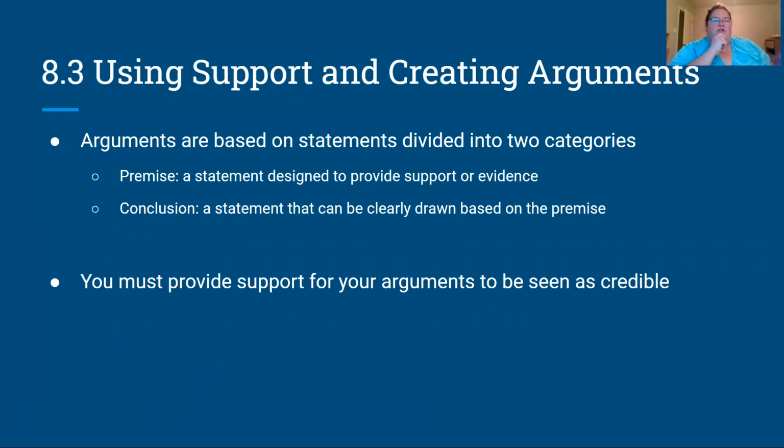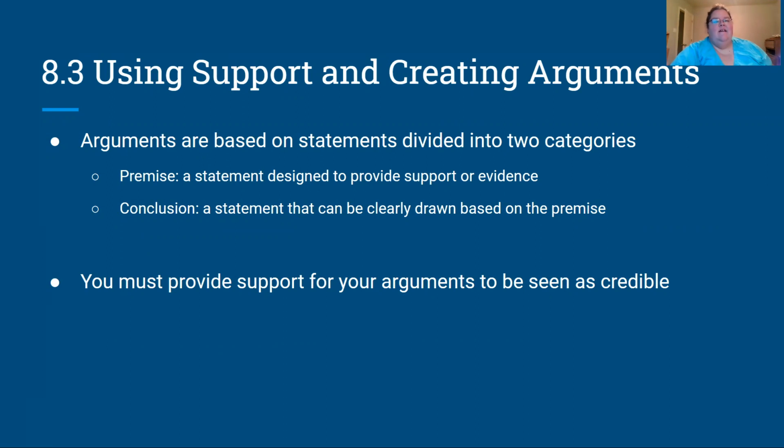Some things you want to consider when creating arguments is that arguments are based on statements divided into two categories. The first is the premise, which is a statement designed to provide support or evidence. And then the second is a conclusion, which is a statement that can be clearly drawn based on the premise.